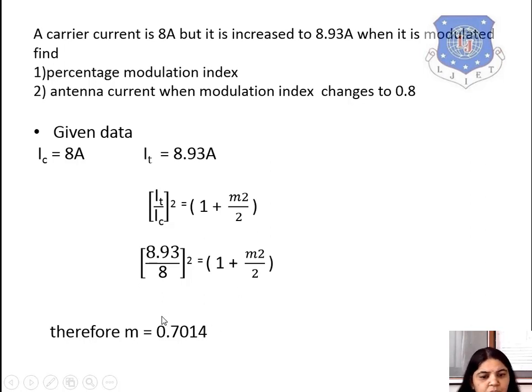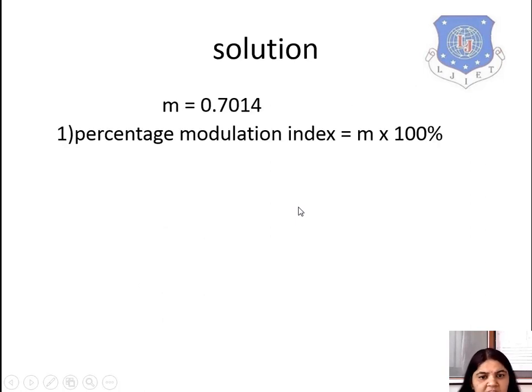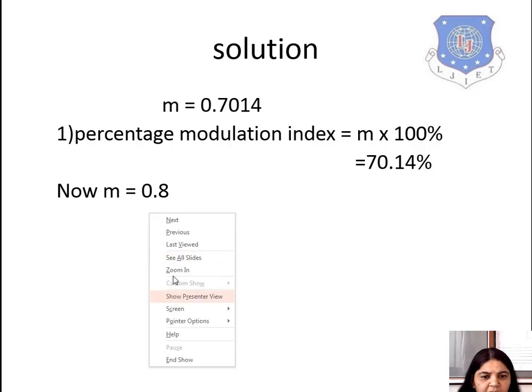So small m is equal to 0.7014. I want to find out the percentage modulation index. The percentage modulation index is the small m multiplied by 100. So we have the small m value 0.7014, and multiplying it by 100, we get 70.14.